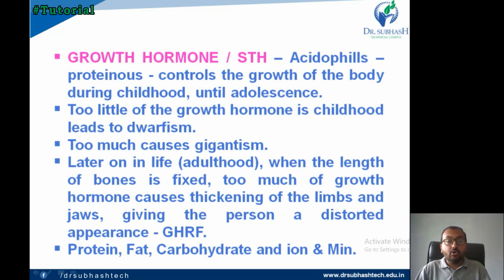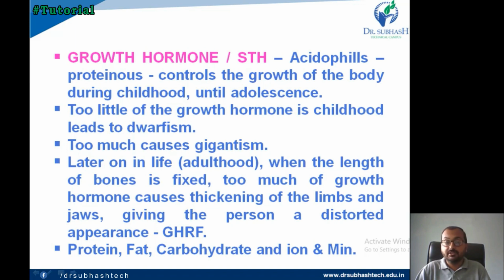So first, that is growth hormone. It is released from acidophil cells, so it can be stained with the acidic dye. Proteinous in nature, basically they are proteins. It controls the growth of the body during childhood until adolescence. Too little growth hormone during childhood leads to dwarfism. Dwarfism is a disorder where the height of the person may be up to a maximum of 3 feet, not more than that. In those cases, less growth hormone was secreted during their childhood.